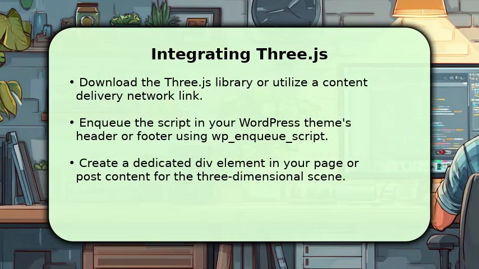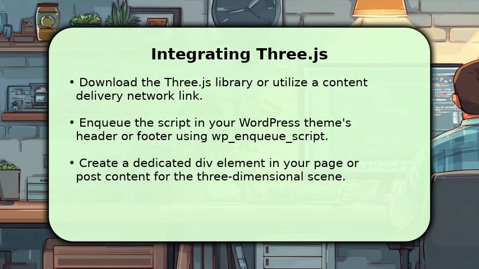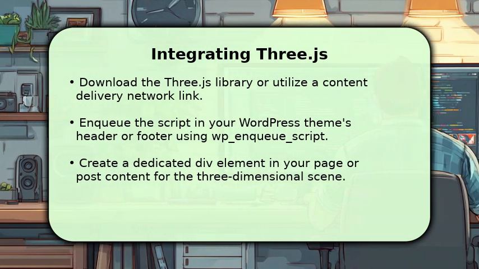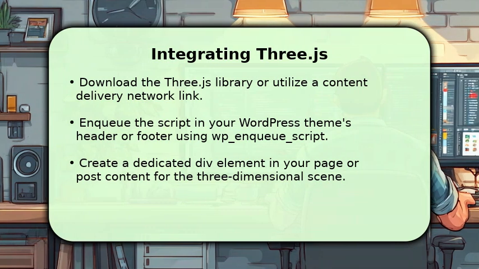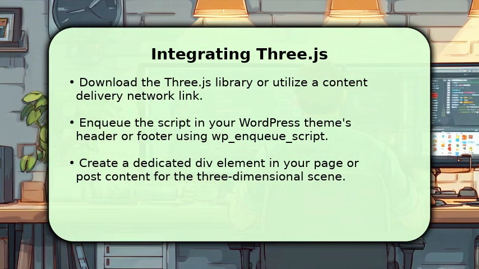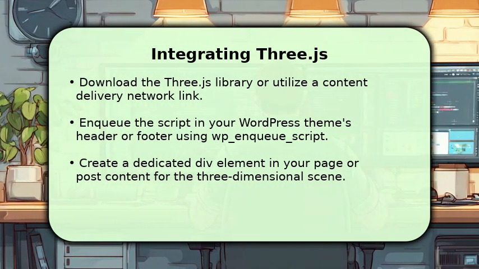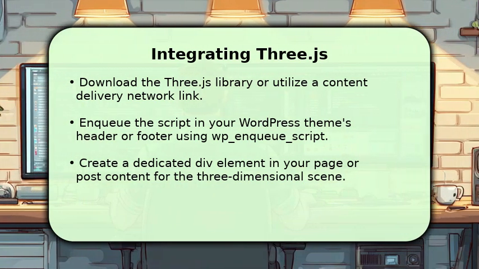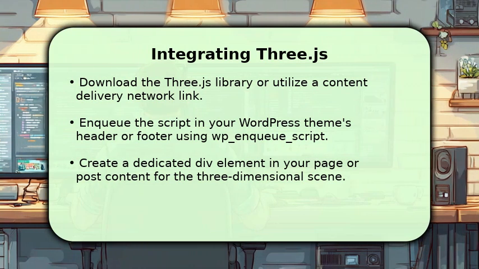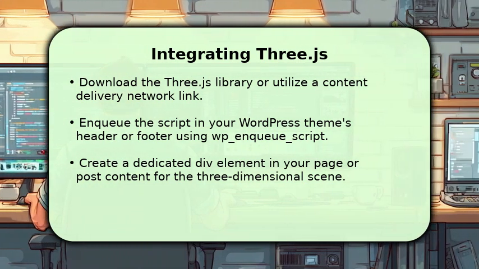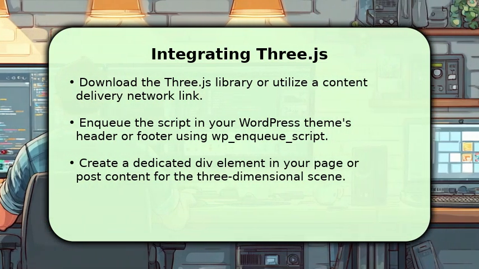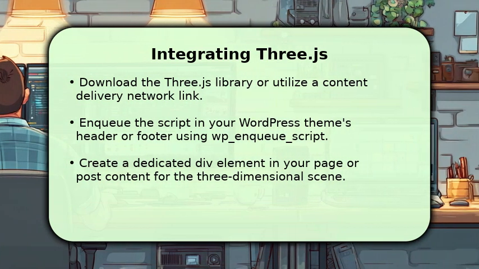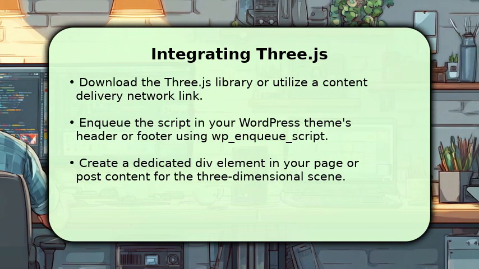To integrate Three.js, download the library from its official website or use a content delivery network link. Enqueue the script in your WordPress theme's header or footer using wp_enqueue_script. Next, create a dedicated div element in your page or post content where your three-dimensional scene will render. Give this div a unique identifier, like threejs-container, and set its dimensions, perhaps to 100% width and 500 pixels height, to ensure it's visible.